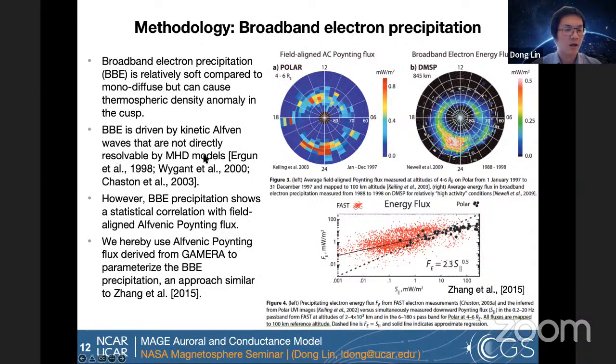But physically, BBE is mostly driven by the kinetic Alfvén waves. So that's, again, not directly solved by MHD models. However, statistically, people have found a good correlation between the BBE flux and the photon Alfvénic Poynting flux. The latter, the Alfvénic Poynting flux, is something that we can directly solve in our MAGE magnetosphere model. So in this precipitation derivation, we simply use the Alfvénic Poynting flux to parameterize the BBE precipitation.